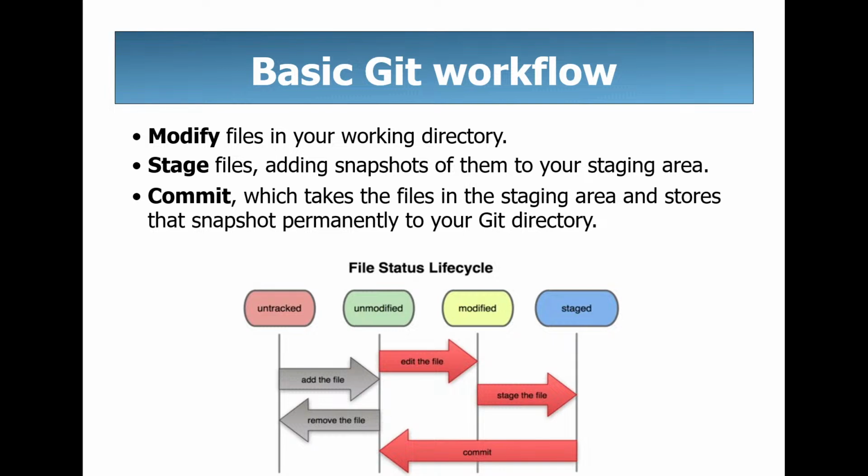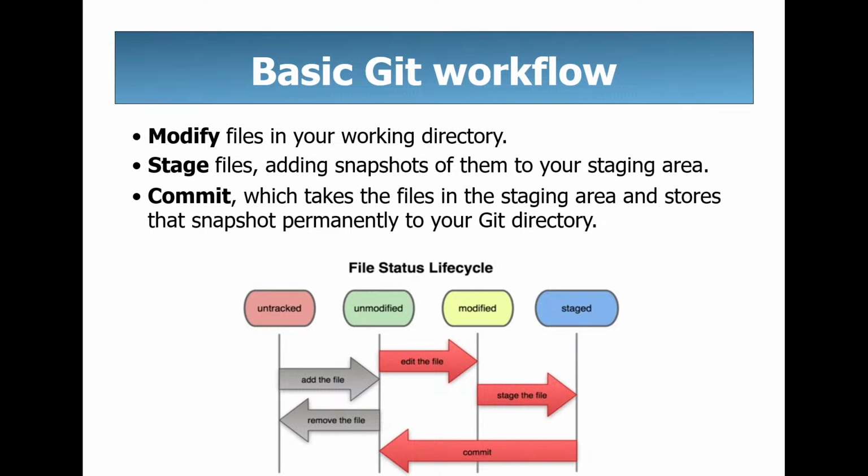Check status. Purpose: view the status of your working directory and staging area. This command shows which files have been modified, which are staged for the next commit, and which are untracked. Command: bash git status.